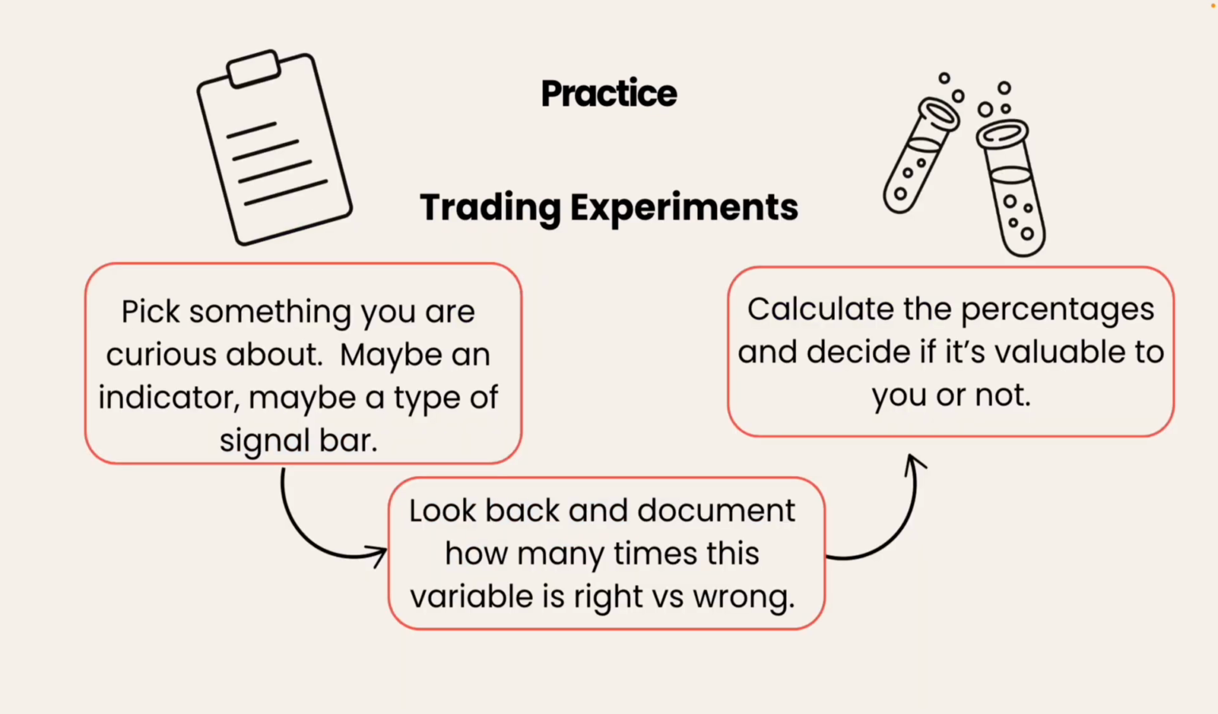And here's how I run my trading experiments. So I pick something that I'm curious about, maybe an indicator or maybe a type of signal bar, just anything, and then look back and document how many times this variable is right versus wrong. Then calculate the percentage and decide if that's valuable to you or not.